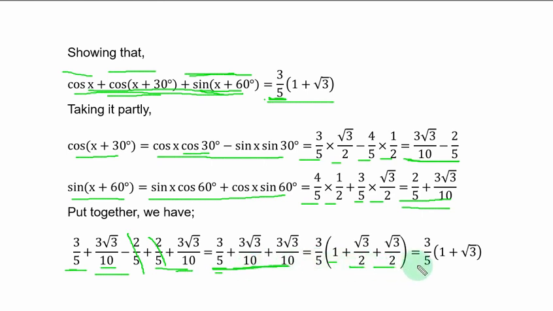You see that? Next, you have 3/5 bracket open 1 plus. If you add these two terms, because they are like fractions, you are going to have 2√3/2, and that is √3. Therefore, you have 3/5 bracket open 1 plus √3. 1 plus √3.